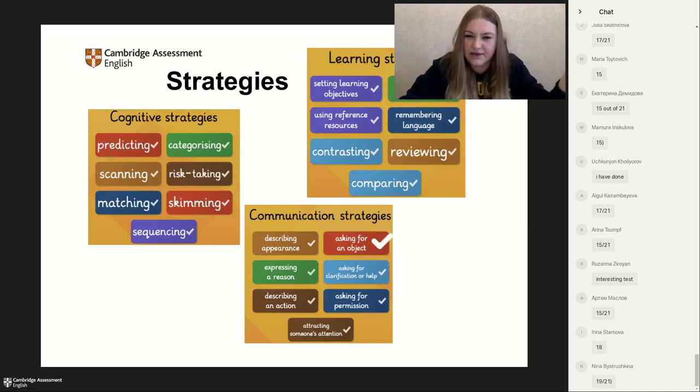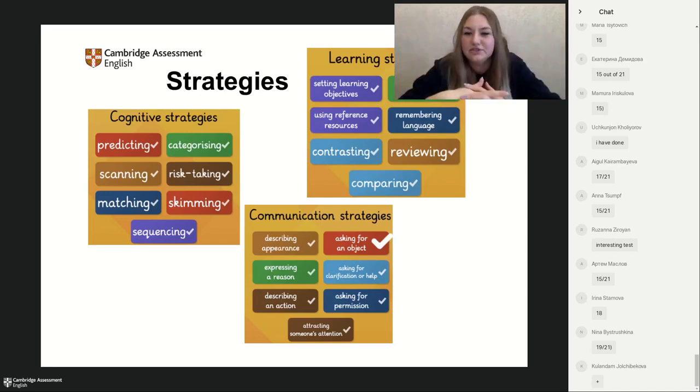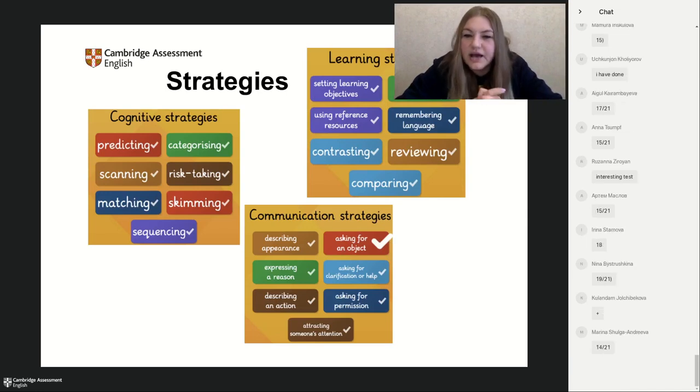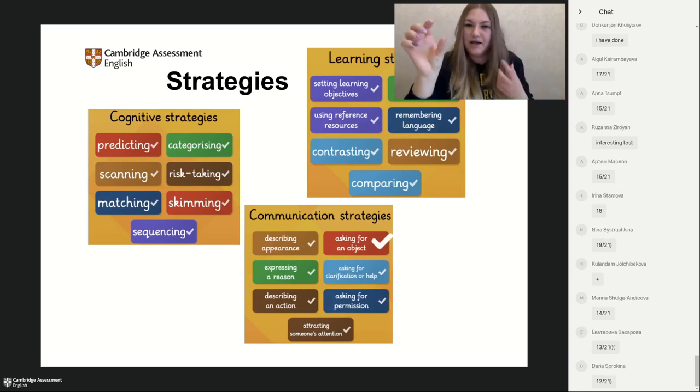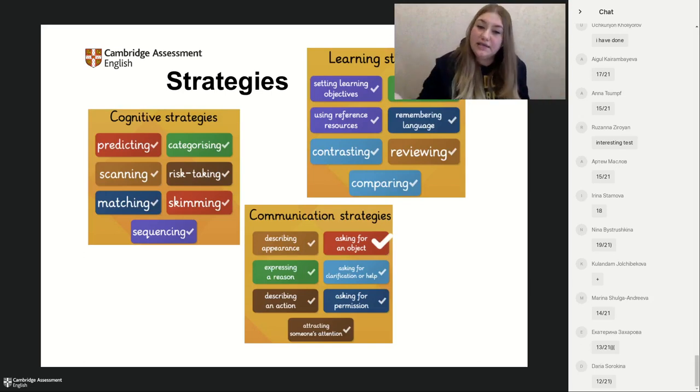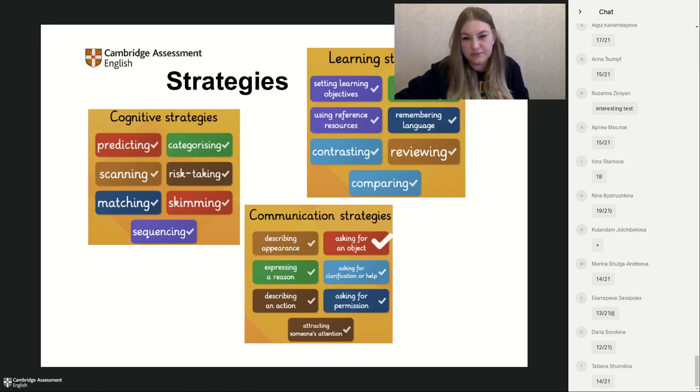I know that yesterday we had a TKT YL session, right, and I think most of the cognitive strategies were discussed there. As for communication strategies, you can see describing appearance. So it's more about language, yeah? Describing appearance, asking for an object, expressing a reason, asking for clarification or help, describing an action, asking for permission, attracting someone's attention. All of these examples are just part of the strategies, but the whole list you can find in the Handbook for Teachers. And of course, you have to read about them, yeah, to understand and to use them actively for your lesson preparation.